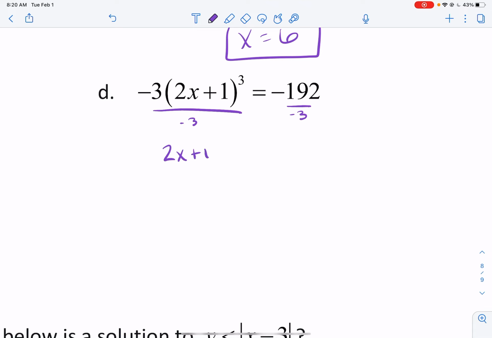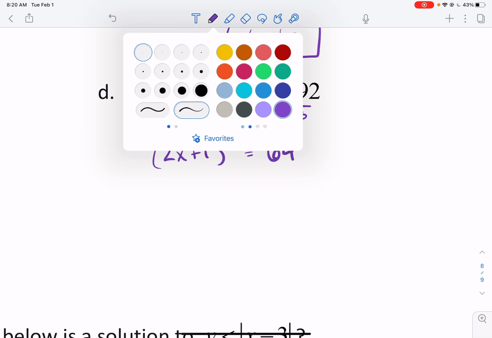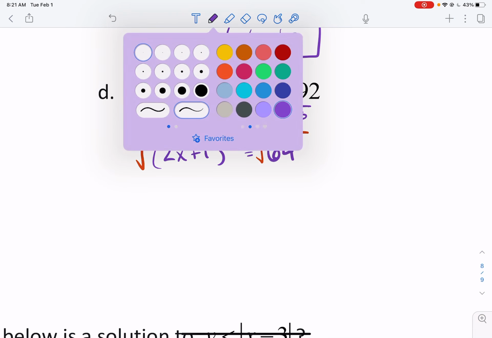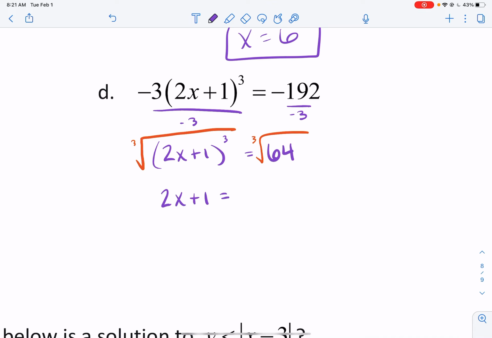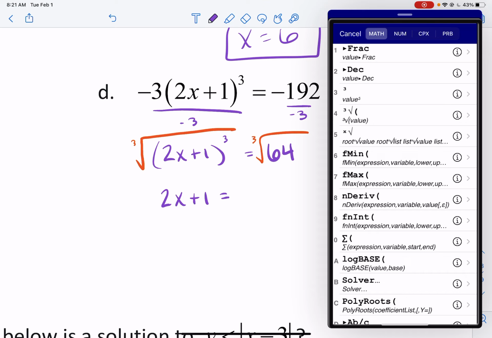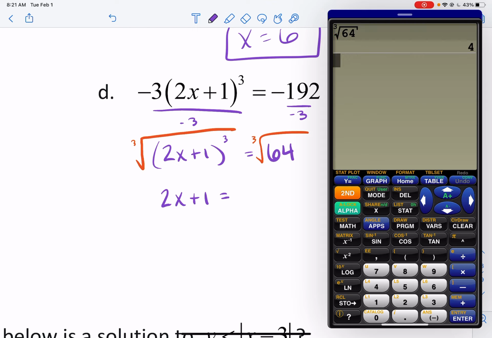So we have (2x plus 1) cubed equals, that would be 64. All right, now to get rid of this power here, we're going to take the cube root on everything. So this becomes 2x plus 1 equals, now to find the cube root of 64, you click the math button, and do you see the cube root is the fourth one down there? So that's 4. All right, so I'll write a 4 minus 1, and then divide by 2, so that'd be x equal to 3 over 2.